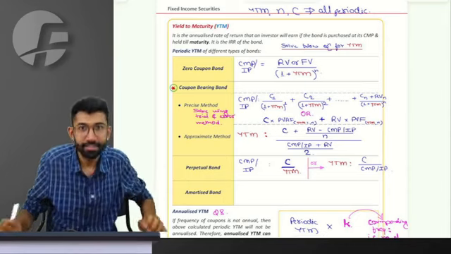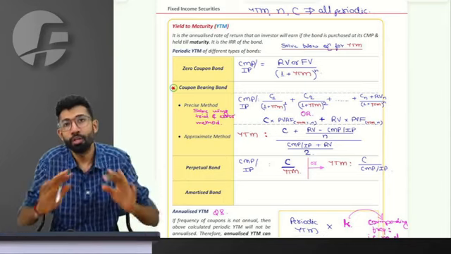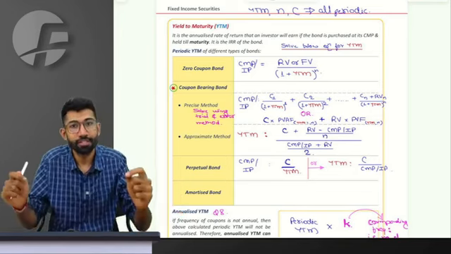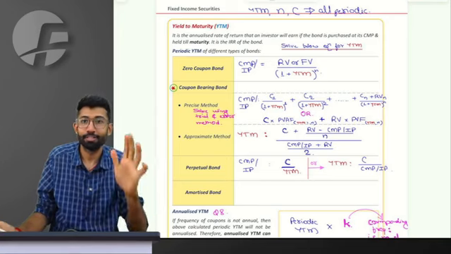So people in the class, let me now introduce to you in total all the yields that you should know in this chapter of fixed income security for CA final AFM and CMA final SFM.